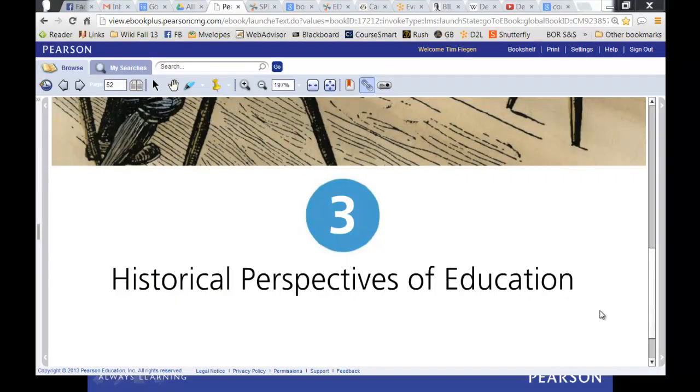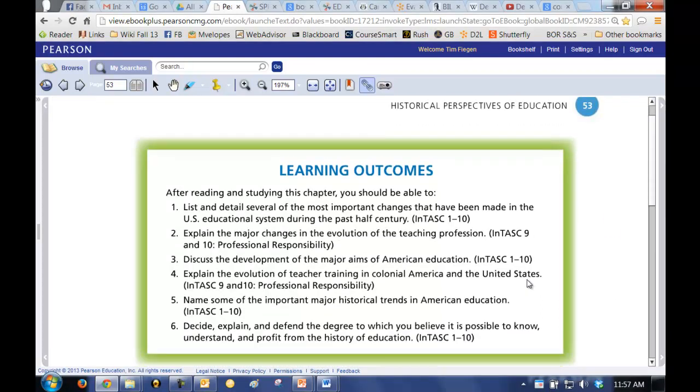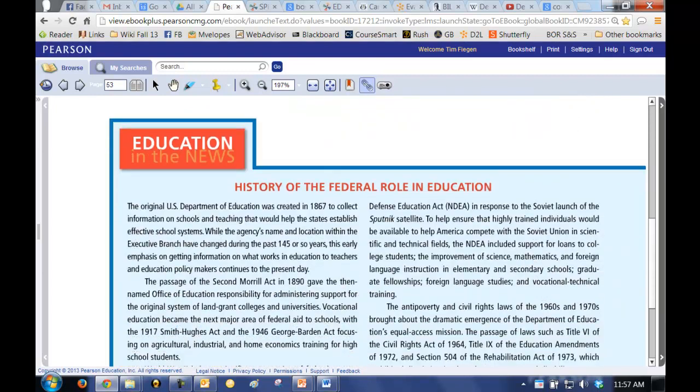Chapter 3, Historical Perspectives of Education. The same authors that in Chapter 2 took you through the history, in Chapter 3 give the perspectives of it. And they give you some prelims for that.